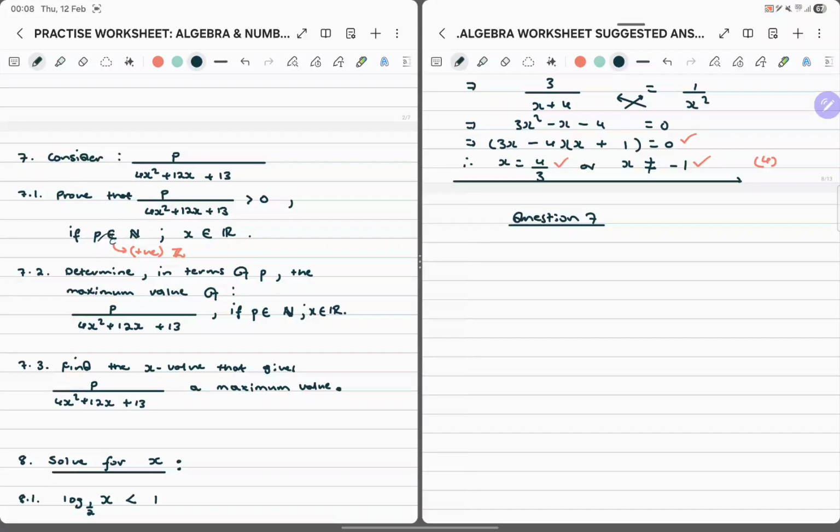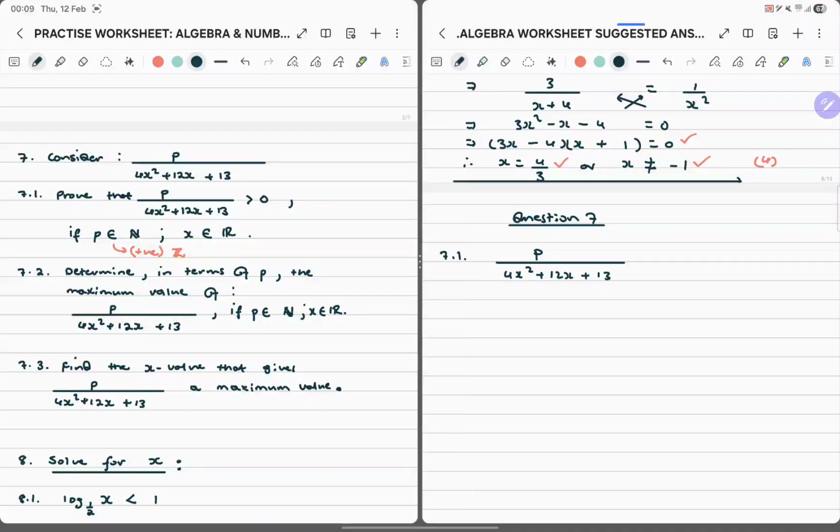We need to prove now that this whole expression is greater than 0, meaning it's positive in its entirety, when P is a natural number, meaning a positive integer already on the numerator, and that x can take any value that is in existence. So how are we going to do this? Now, folks, we just do it. So 7.1, we've got P over 4x squared plus 12x plus 13.